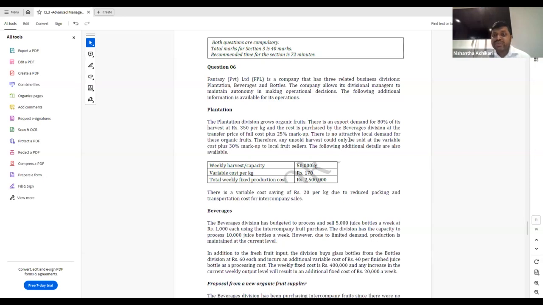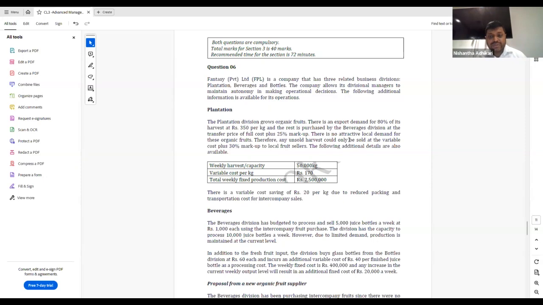There's no attractive local demand for these organic foods. That means that 25% you can't sell in the local market. Therefore, any unsold harvest could only be sold at the variable cost plus 30% markup to the local fruit sellers. Right. The following additional details are also available.